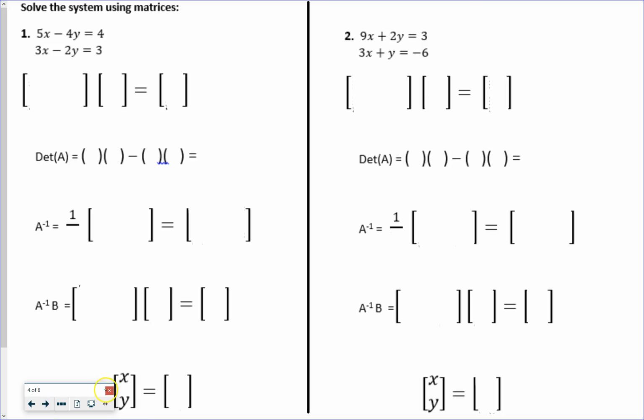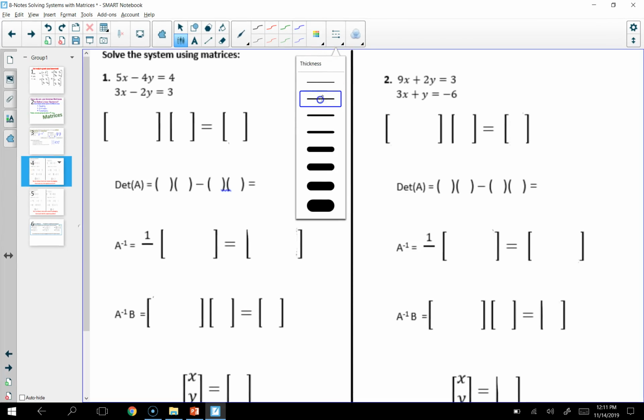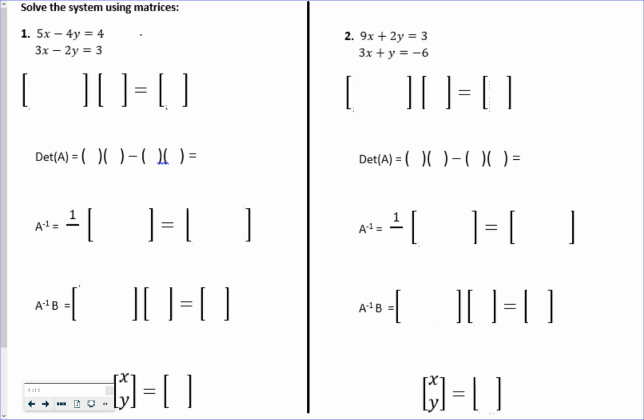I was very nice and gave you all these nice little blanks. That is not going to happen all the time, so don't get used to it. You will have to do this. Step 1 is to take your system of equations and create the matrix equation. So what's going to go in that first matrix?